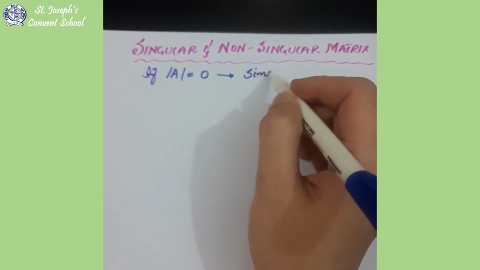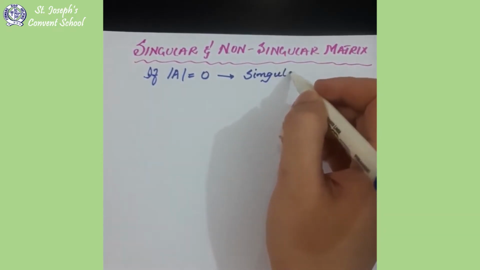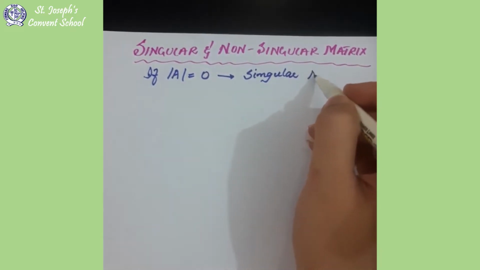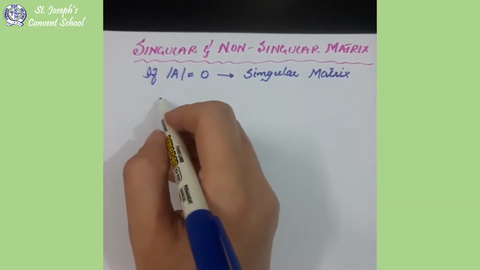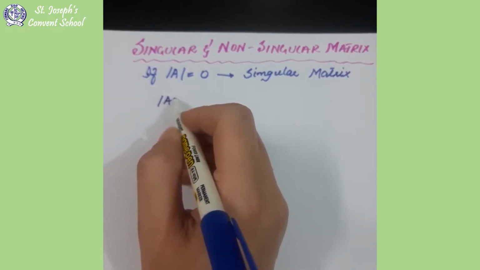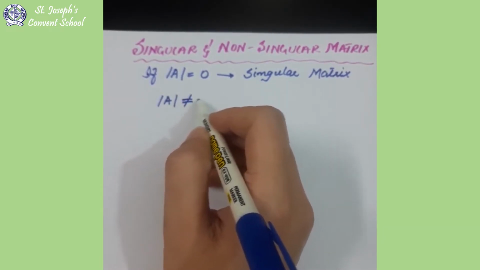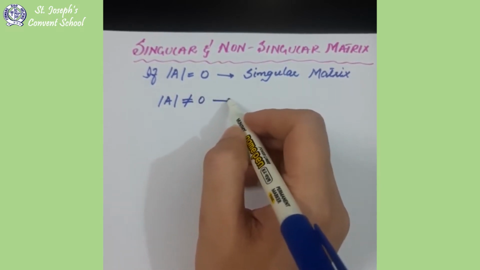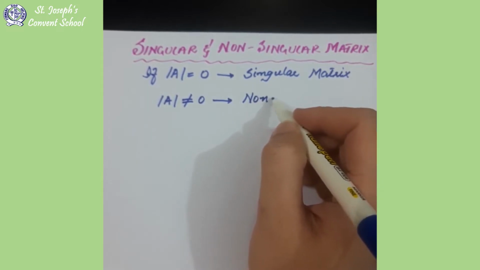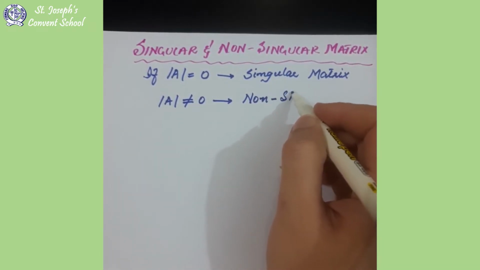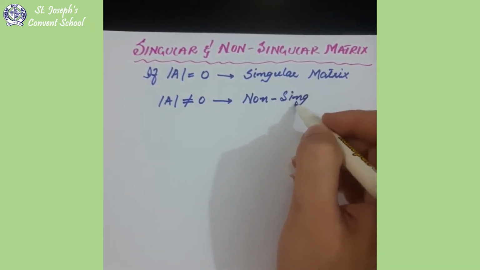This is known as a singular matrix if the determinant is 0. And second case, if the determinant of A is not equal to 0, it is known as a non-singular matrix.